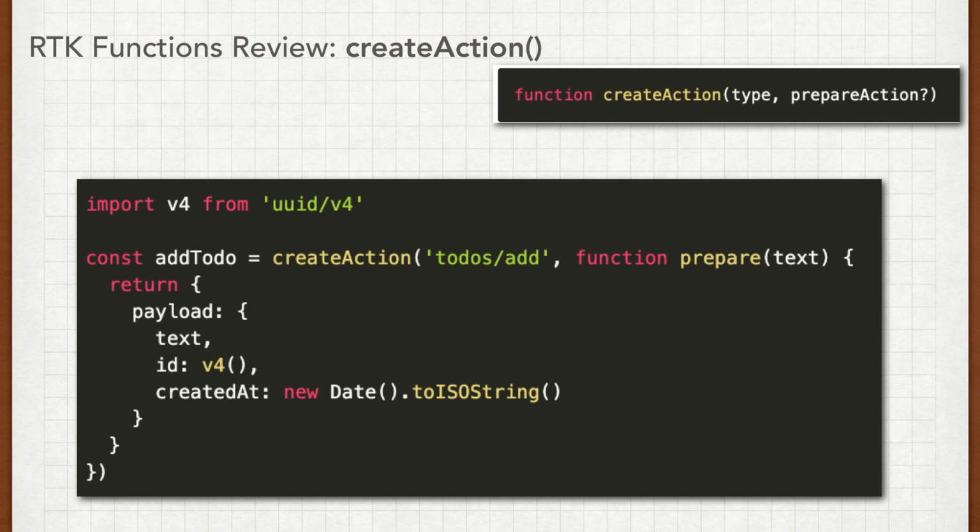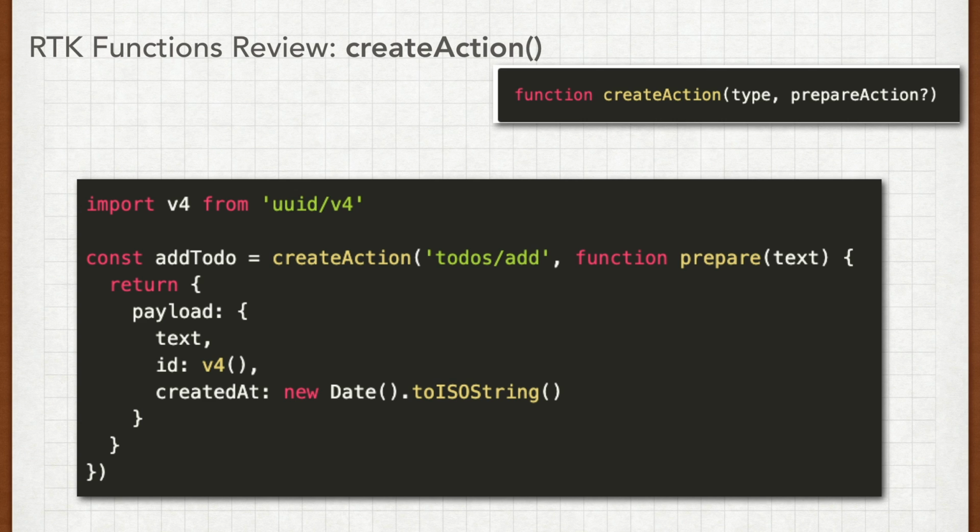It gets a text as an argument and returns back the action with the text, an ID, a unique ID with the UUID, kind of like what we did in our demo, and a createdAt, which uses the new Date. So if the action that it automatically generates for you is not sufficient, then just like createSlice, you could prepare your actions like such. So this was createAction.